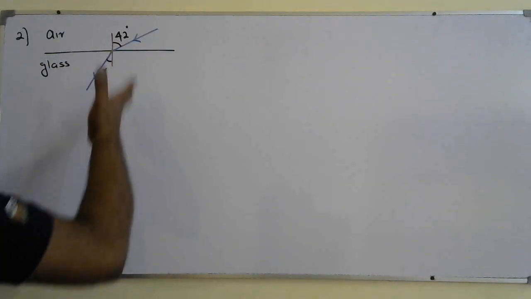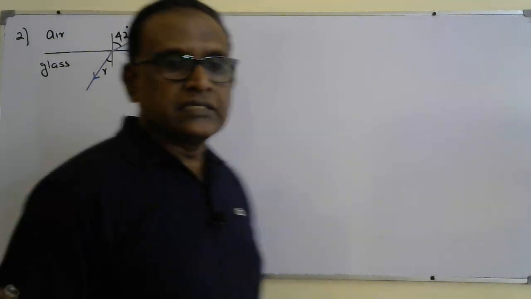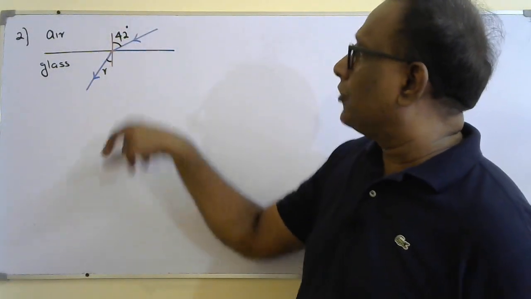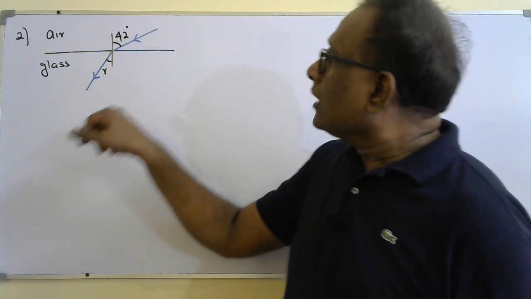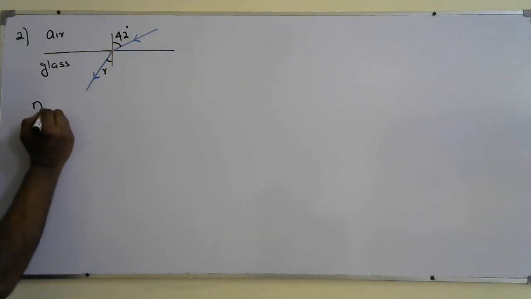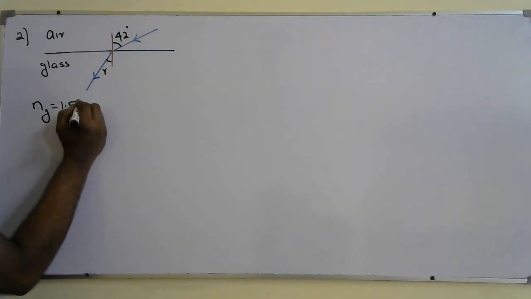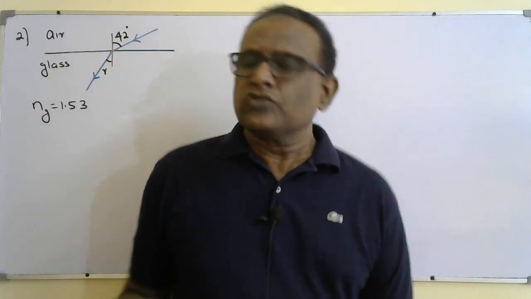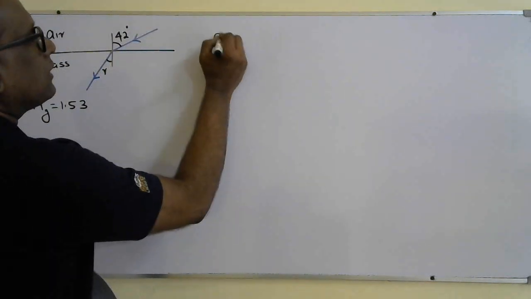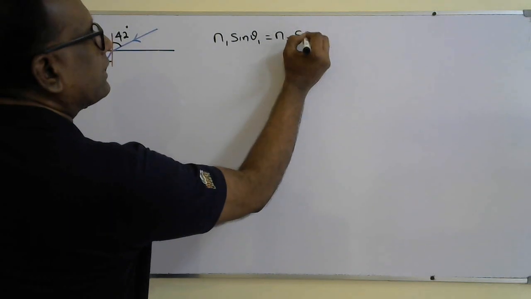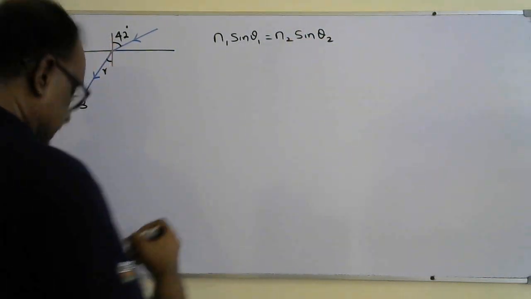Okay, second question. Light rays move from air to glass, and the angle of incidence with the normal in air is 42 degrees. Find the angle of refraction in glass. The refractive index of glass is given, Ng equals 1.53. We know that the refractive index of air is 1, so we'll use the equation n1 sine theta 1 equals n2 sine theta 2, that is Snell's law.